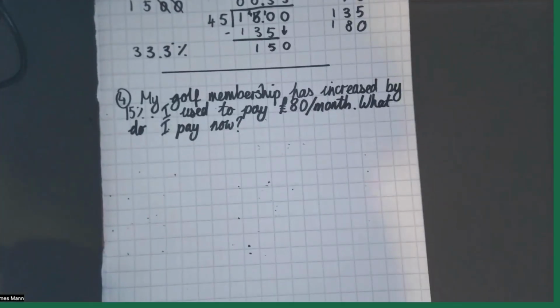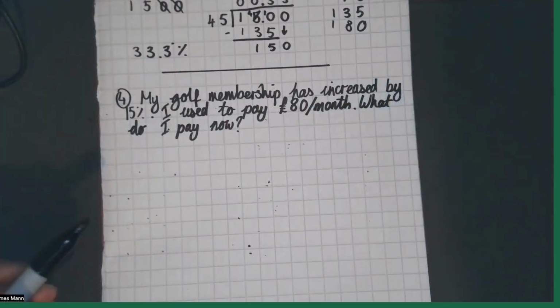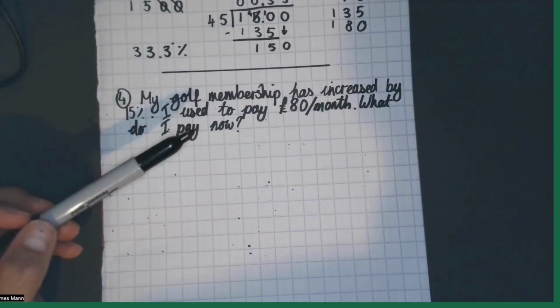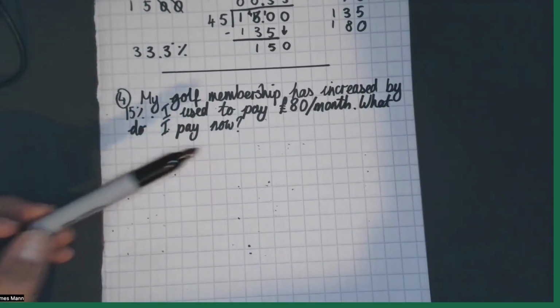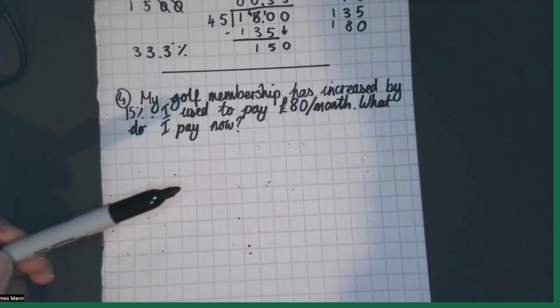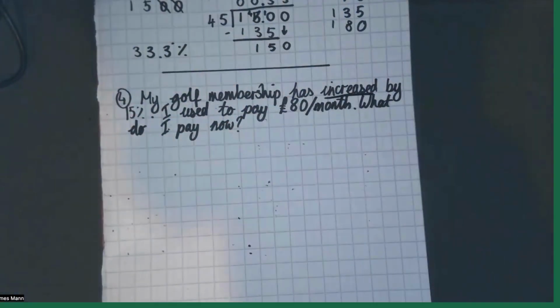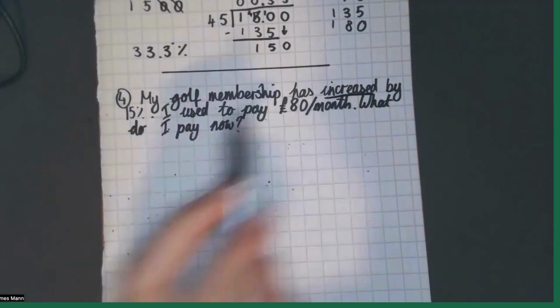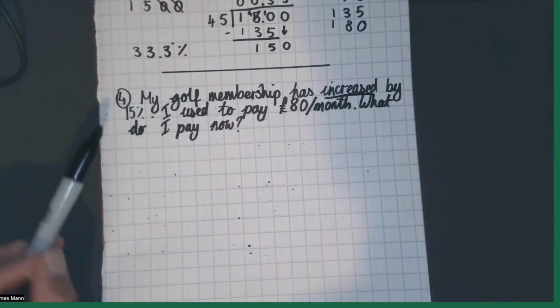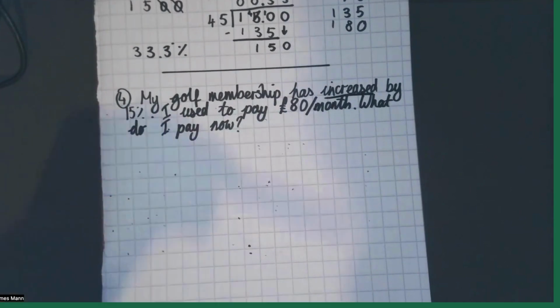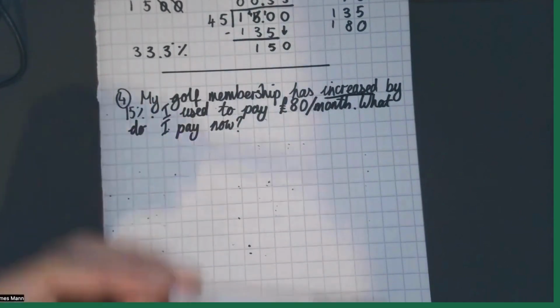Right. Question 4 sometimes asks us what we pay now. So we've got the original amount. It tells us how much an increase or decrease, and then it asks us what we pay. So it's important to recognize if it's an increase or a decrease. So I've got it's increased. So it's saying once you've found out what 15% of 80 is, I want you to then add that, because it's the increase onto it.